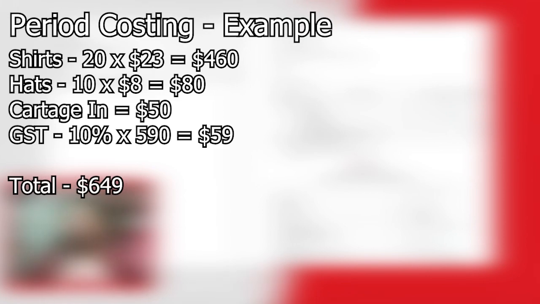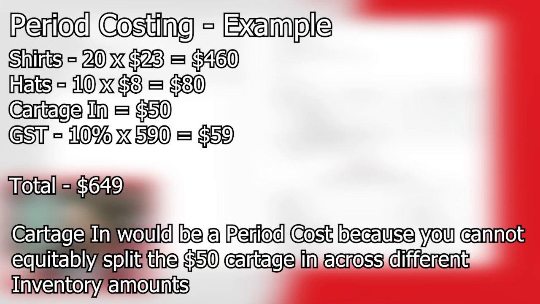Now, we look at the delivery cartage in fee. It's $50 for 30 items, and there are more shirts than hats. You can't equitably split this. There's no logical mathematical way to do this because shirts are different to hats. That's obvious. So we need to figure out how do we deal with this. And this is where period costing comes in.